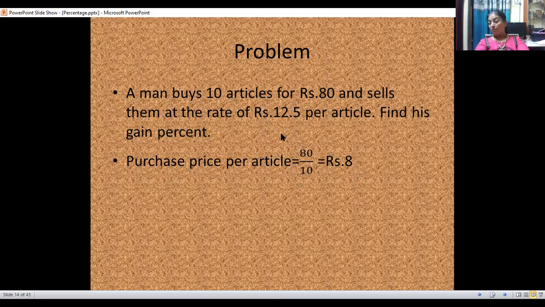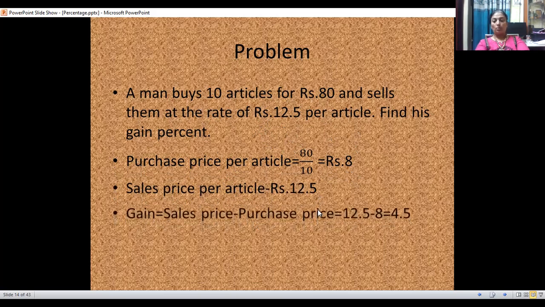Then what is the profit here? This is the sales price, and this is the purchase price, that is the cost price. The difference itself is the profit. The sales price is 12.5 and the purchase price is rupees 8. Therefore, gain is equal to sales price minus purchase price: 12.5 minus 8, that is 4.5. We have calculated the profit, but what is asked here? Find the gain percent.